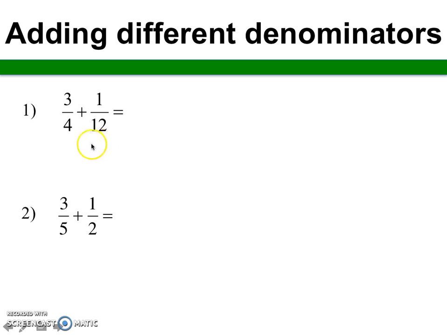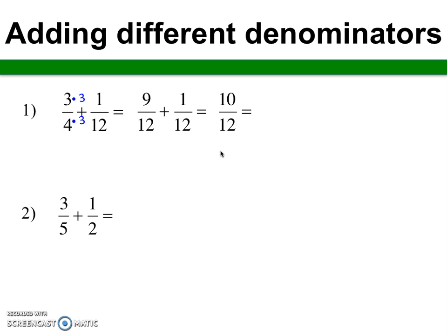3/4 plus 1/12. What would my least common denominator be? It would be 12, right? Because 4 goes into 12. So I'm just going to multiply the 3 and the 4 in 3/4 by 3. I'm going to keep my 1/12. So I'm going to have 9/12 plus 1/12 equals, remember, add the 9 and the 1, keep it above my 12ths. So I'm going to have 10/12.